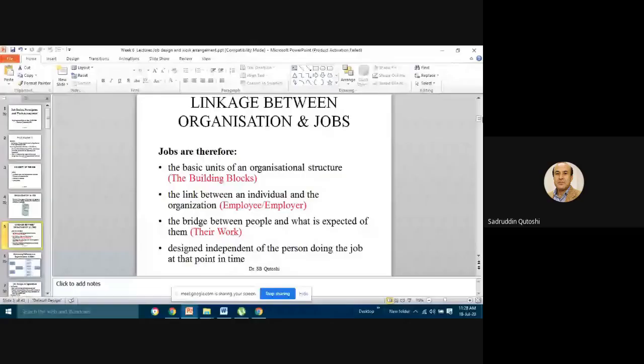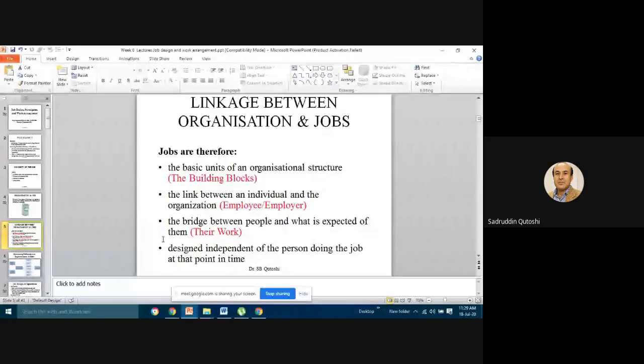There is a strong link, a strong connection between these two. So that is how you can understand the nature of the job. It is the bridge between people and what is expected of them, their work, the nature of work: what a gatekeeper needs to do, what a manager needs to perform.